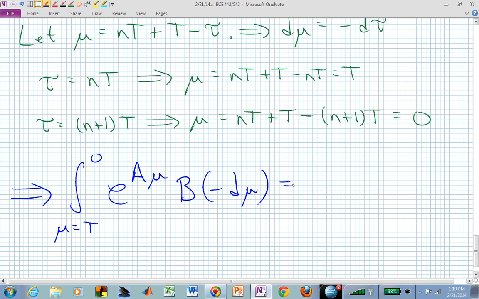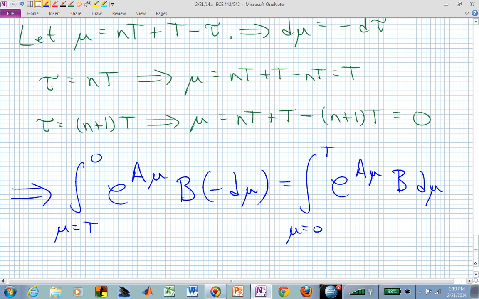But if we remember our integral properties, if we negate the integral, that's like flipping the upper and lower limit of integration. We have a negative sign. If we cancel that by multiplying by minus 1, we can rewrite that integral as an integral from mu equals 0 up to mu equals capital T, e to the A mu B d mu.